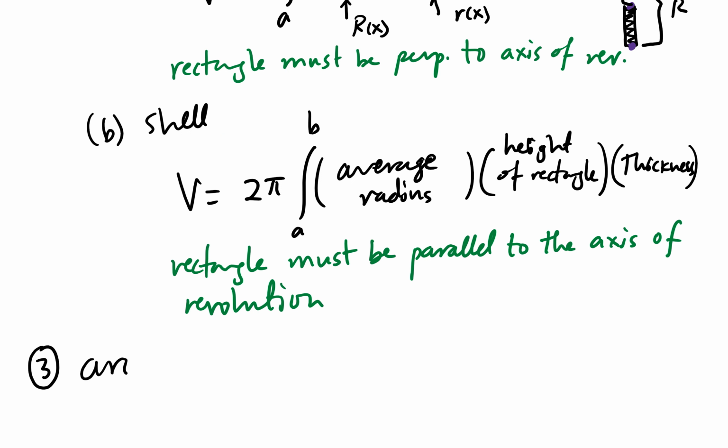Arc length. I'm not going in order by the section. I'm just going by topics. Arc length. So the arc length has a formula. What's the formula?